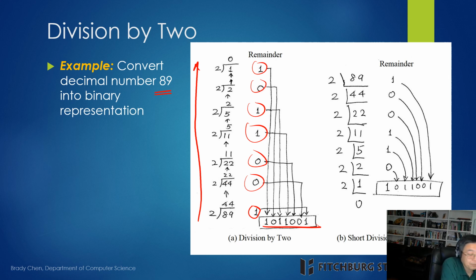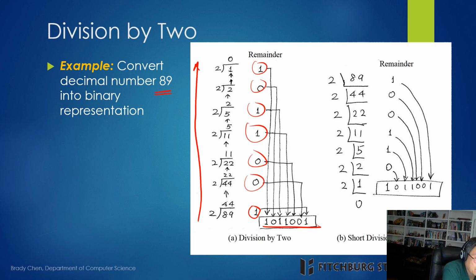So we got this. Okay, now this division is kind of awkward. It's not really convenient, right? So here on the right, we use another form called a short division by 2. So this is actually just a different notation. It's a math notation.